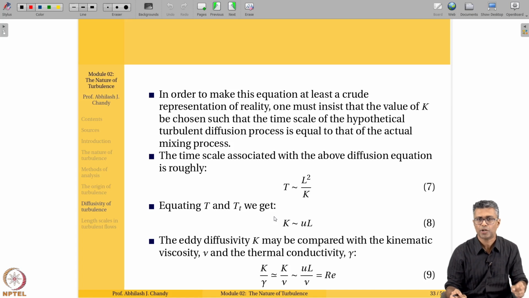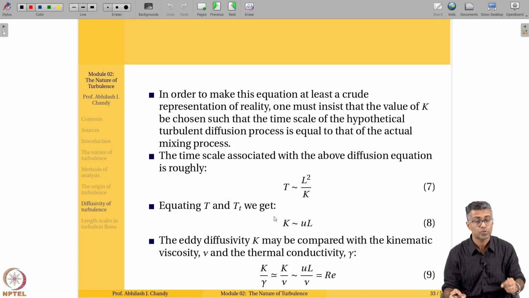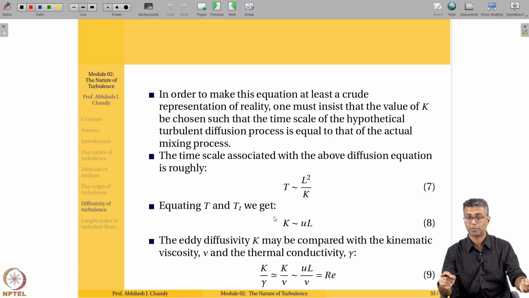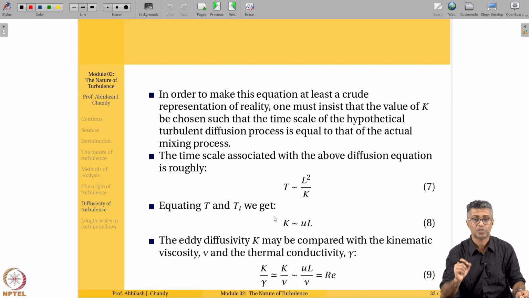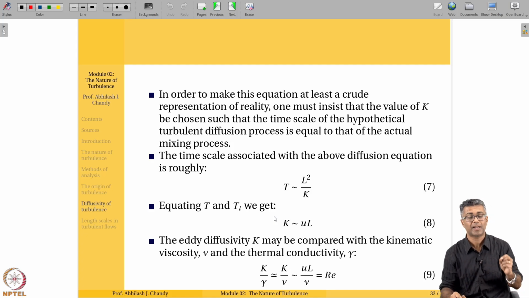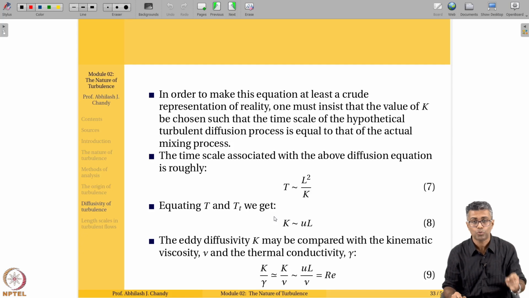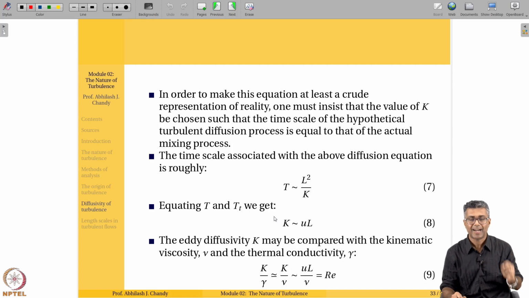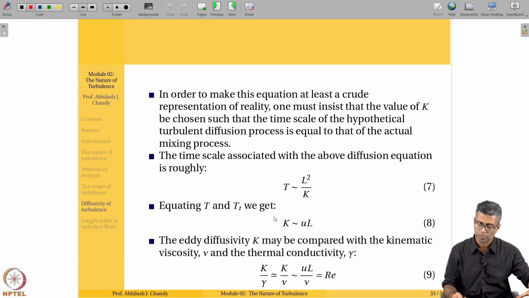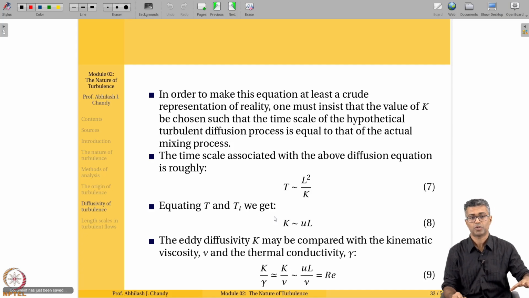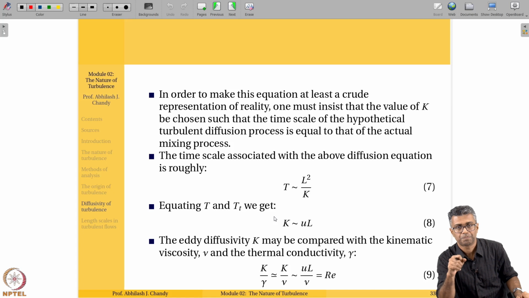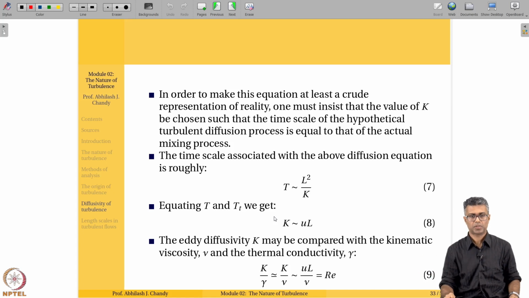Because it is actually not diffusion in the true sense of the word. Molecular diffusion is diffusion. Mathematically, it's a second derivative term. That is not what is happening here, but we are representing it like that. So that is why we are calling it hypothetical turbulent diffusion process. So we have to choose K such that the time scale of this hypothetical turbulent diffusion process is equal to that of the actual mixing process, right? As in turbulent mixing process.